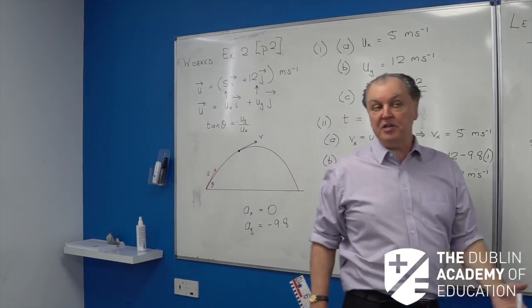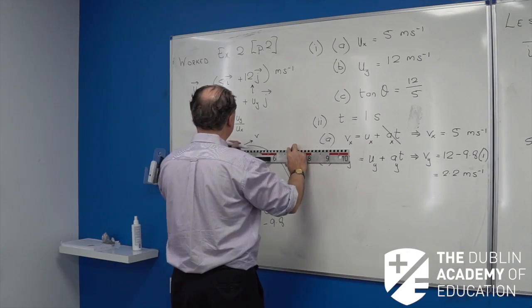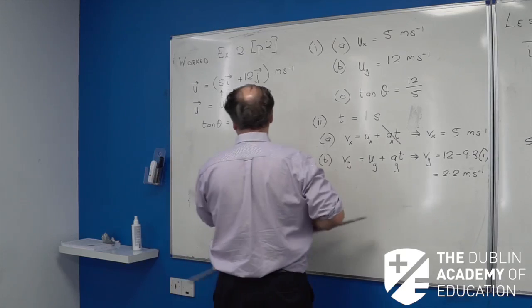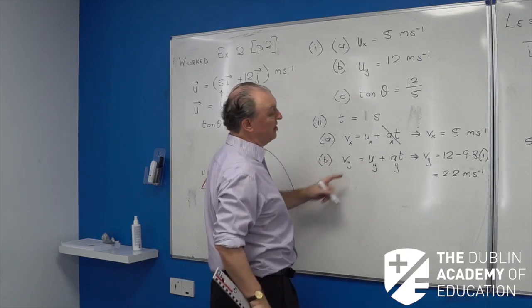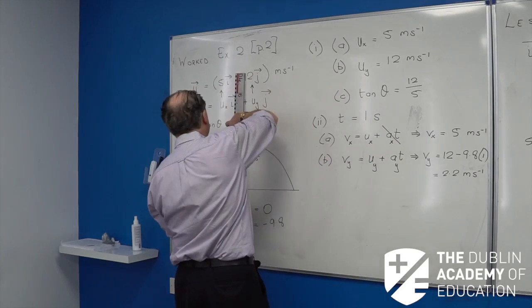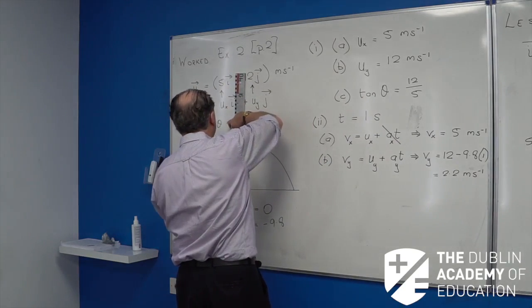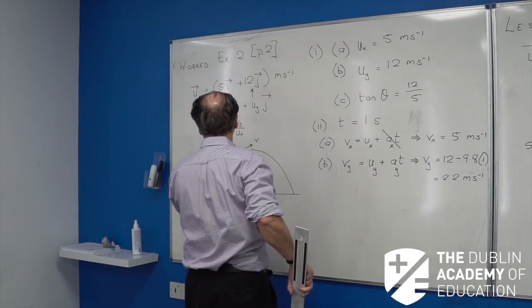What about Vx and Vy? We'll break that into its components. There's Vx along here, and that's equal to 5. And Vy is positive. It's this vector going here. So Vy is equal to 2.2.